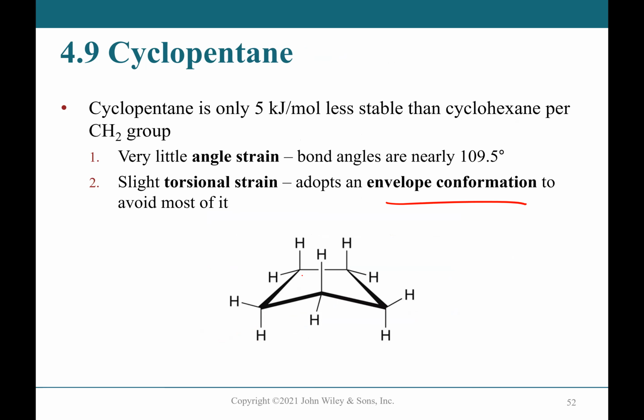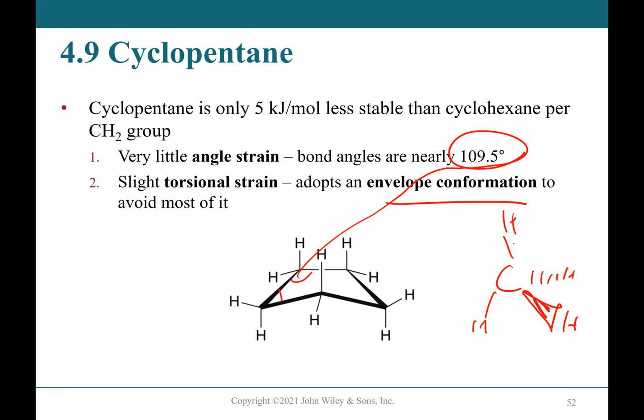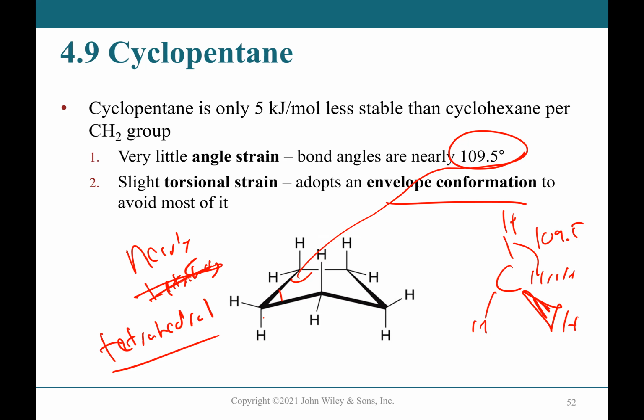So the bond angles they're talking about right here are nearly 109.5 degrees. And where do you see 109.5 degrees? Remember this right here? These angles are 109.5, so that means these are nearly tetrahedral. That's what that means.